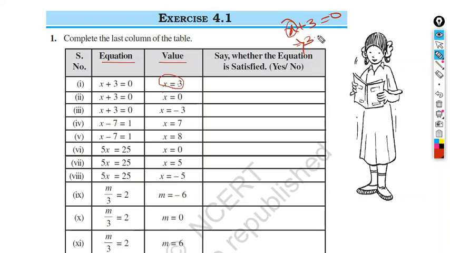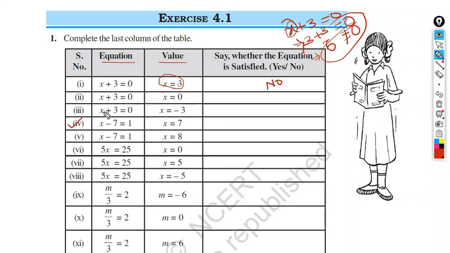Now 3 plus 3 should be equal to 0, but you can see 3 plus 3 is 6, which is not equal to 0. Therefore, is the equation satisfying or not? The equation is not satisfying. So you can write no. Now we will move to another question.